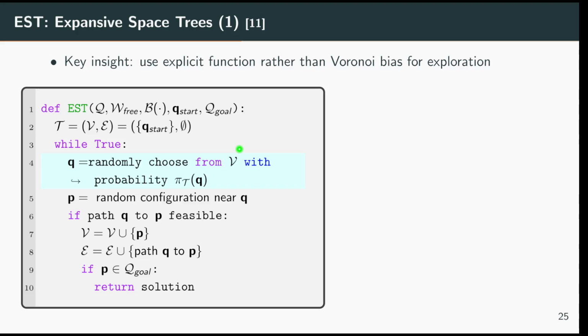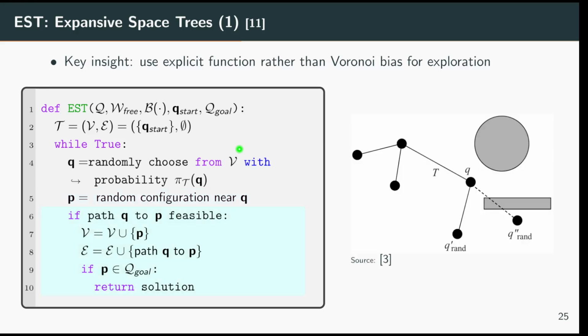Which also means that in EST, you don't have to use a KD tree, right? Because at no point do you have this nearest neighbor search, because you directly pick from the elements that you already have in the tree which one to expand. The rest is fairly similar, so we then randomly sample a control, or a direction in the geometric case, to move away from Q. And then we do our little check and add it if it's collision free.